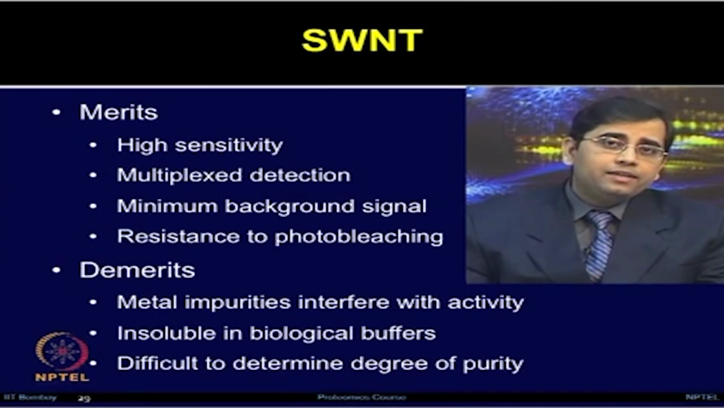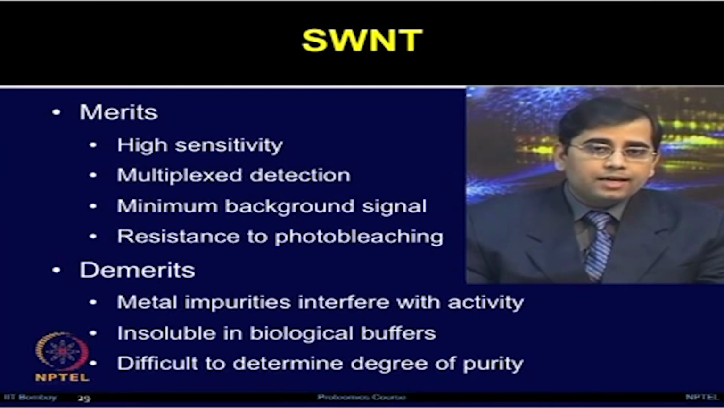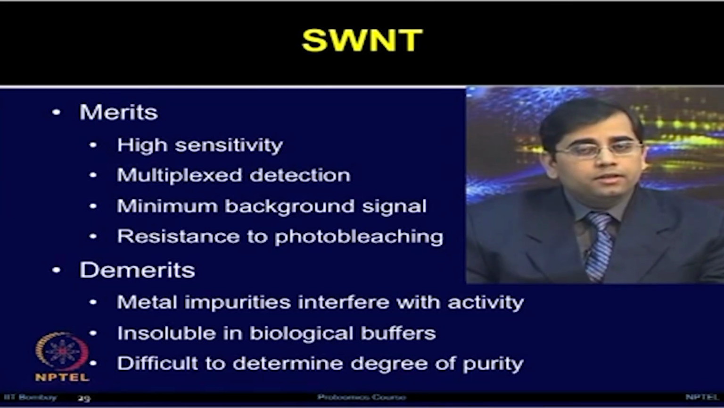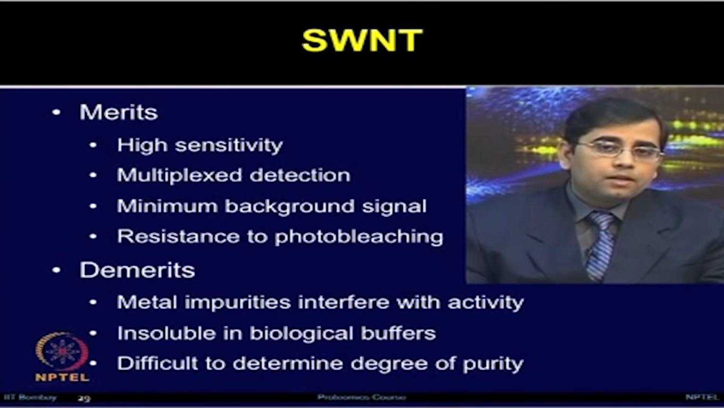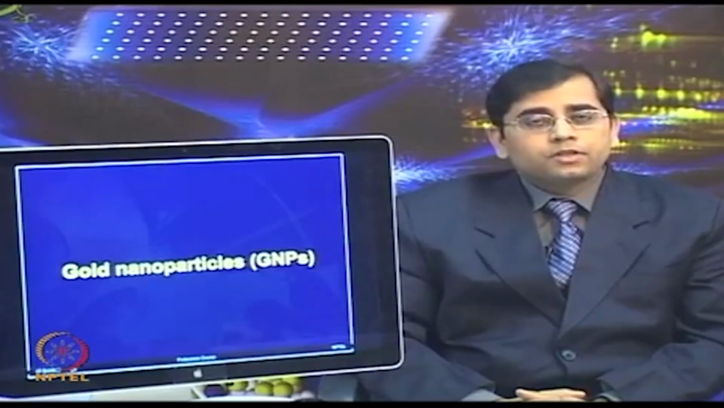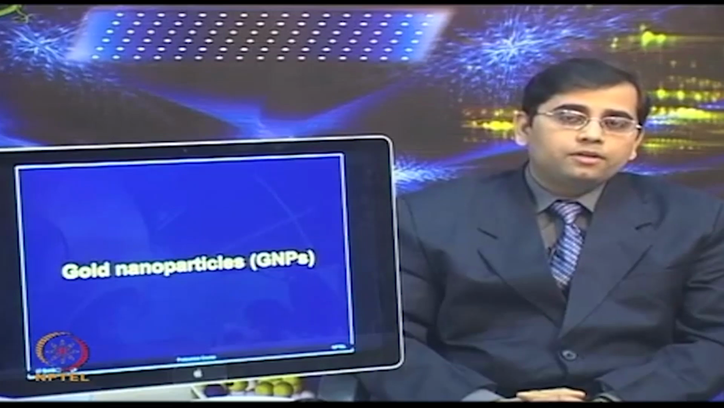Now, SWNTs also have several limitations, such as the metal impurities during the preparation of these nanotubes that can interfere with the activity. They are insoluble in the biological buffers, and there is difficulty to determine how pure your preparation is. So, the degree of purity is also one of the limitations. Let us now discuss gold nanoparticles or GNPs.